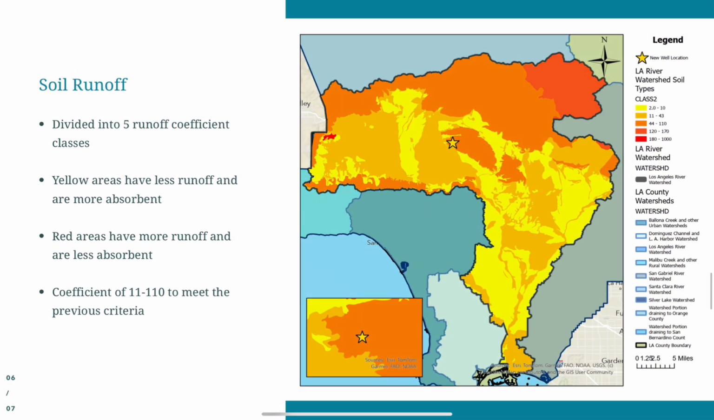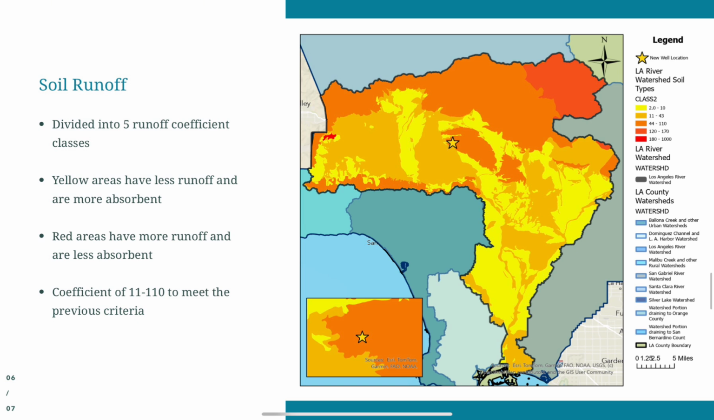Last but not least, we have our soil runoff, and we've divided this into 5 runoff coefficient classes. So the yellow areas symbolized a low runoff coefficient, so that means that there's less runoff, the soil is more absorbent, so whenever it rains, all the toxins and chemicals in the stormwater can soak into the soil, contaminate the groundwater, and it can contaminate the samples. This is not good. Meanwhile, the red areas have a high runoff coefficient, and that means that those soils are less absorbent and less likely to be getting any toxins that might be in the stormwater.